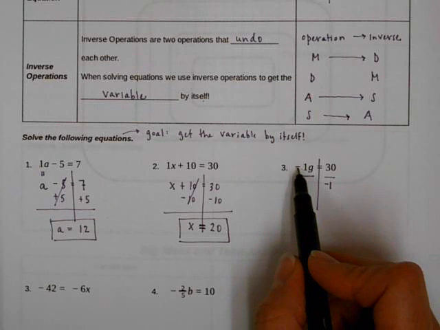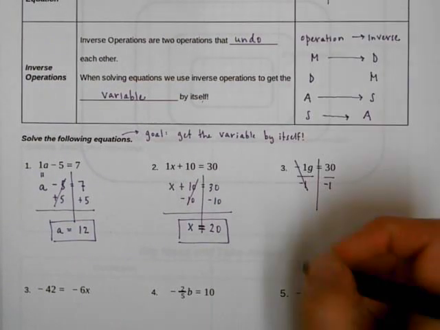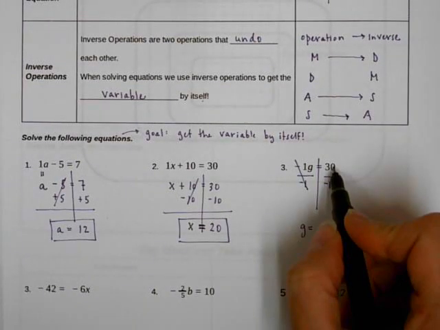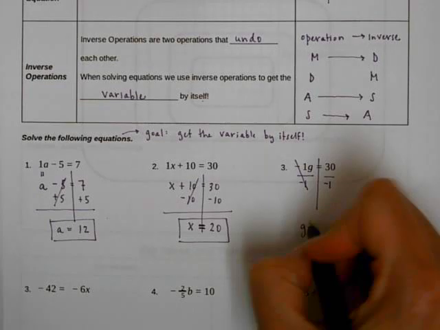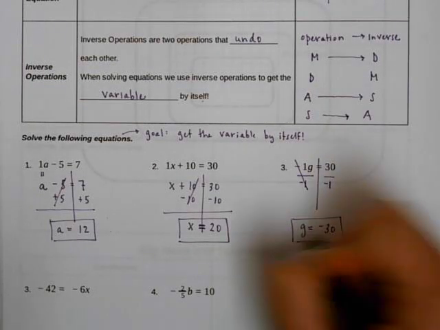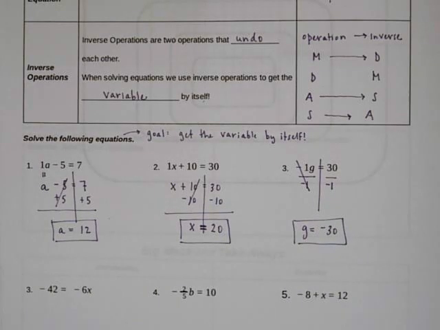So now I have the negative 1 divided by a negative 1. Those are going to cancel out. I'm left with g is equal to 30 divided by a -1, and that gives me a -30. Dividing by a -1, excuse me, changes the sign of my answer.